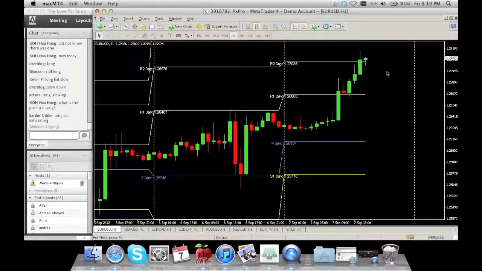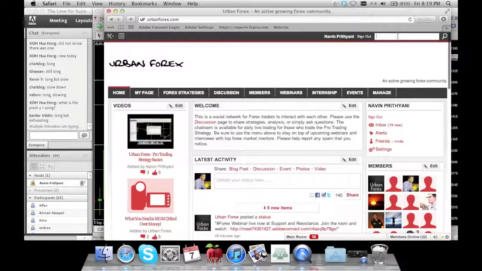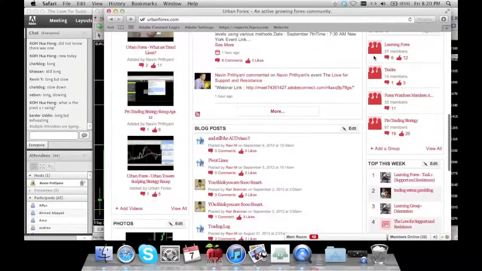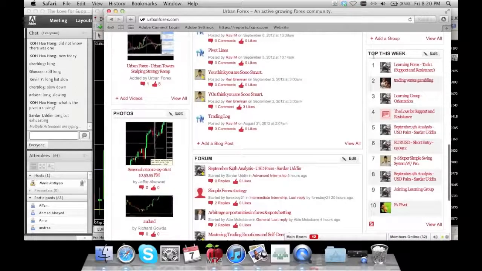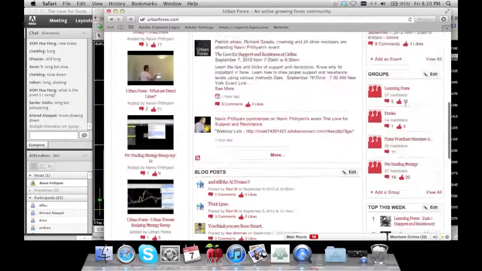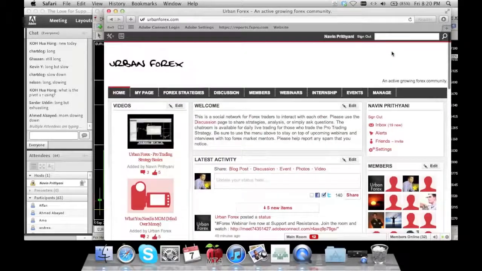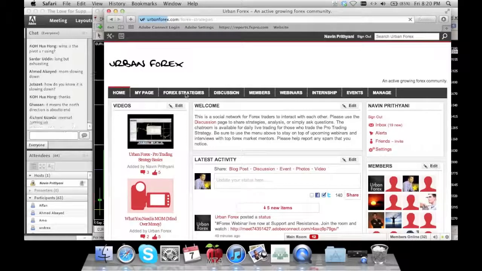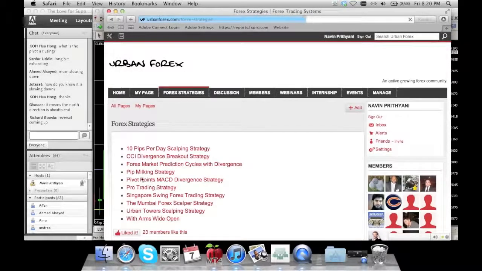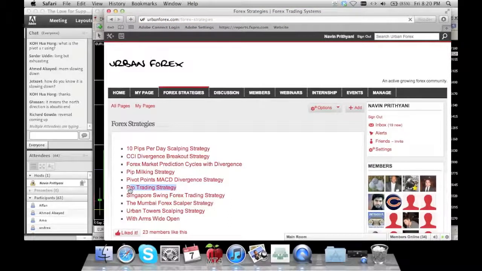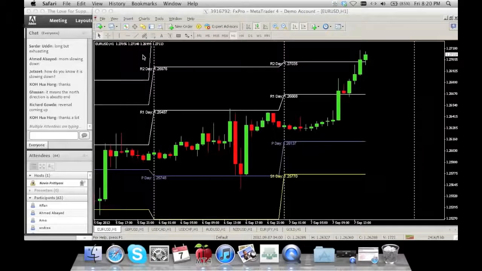Ko Hua Hong, what are the pivots you're using? I'm using a pivot called FXI Pivots. You can go to urbanforex.com and type in pivots as shown on webinar in the search and you'll find it. Or you can go to Forex Strategies and go under Pro Trading Strategy, this one here, and the pivots are there as well. So it's in either of those. You're welcome.